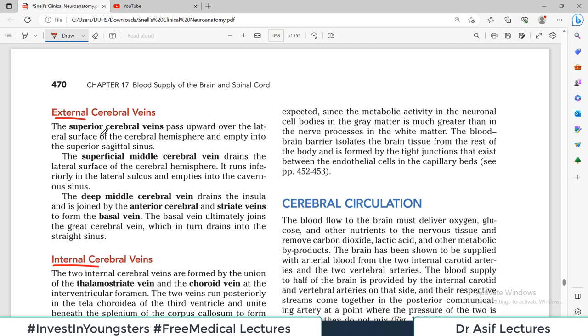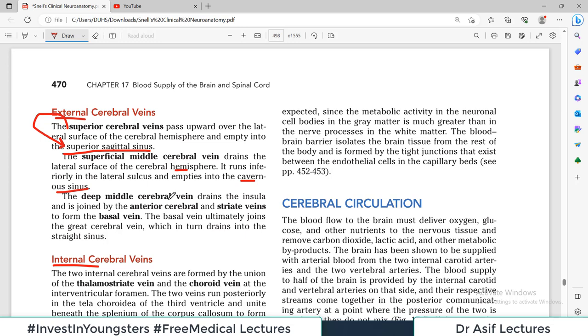So the external cerebral veins include superior cerebral, superficial middle cerebral and deep middle cerebral. Now they pass upward over the lateral surface of the cerebral hemisphere and empty into the superior sagittal sinus. That's the important thing to remember: which venous territory enters which sinus ultimately. So the superficial middle cerebral vein drains the lateral surface of the cerebral hemisphere. It runs inferiorly in the lateral sulcus and empties into the cavernous sinus.